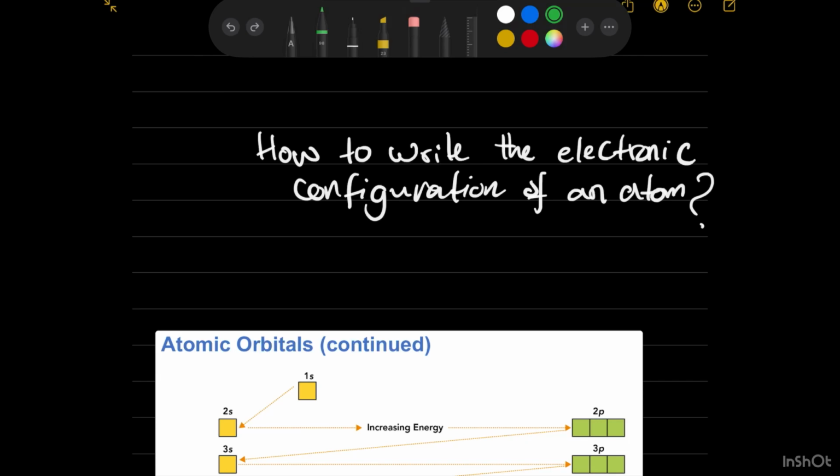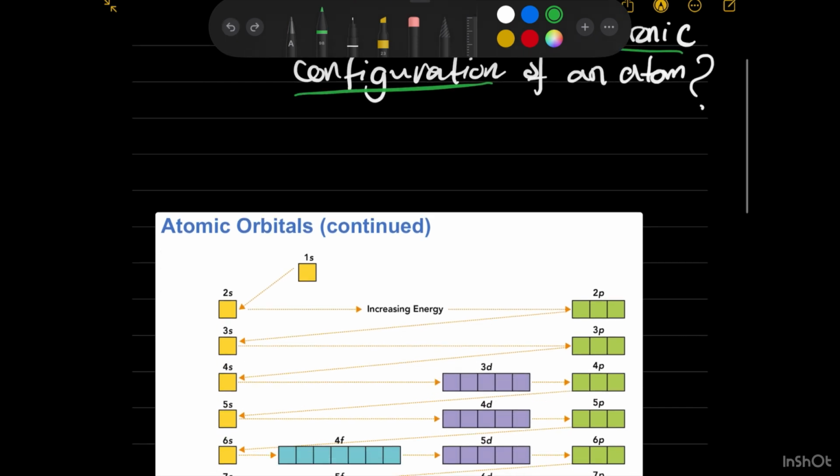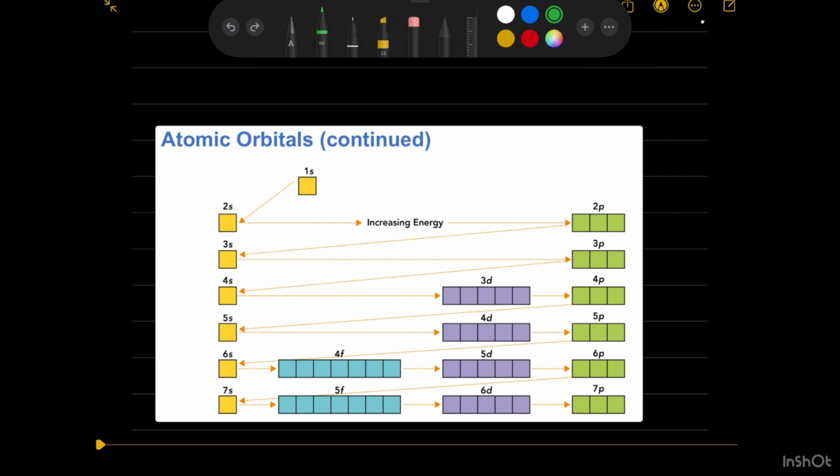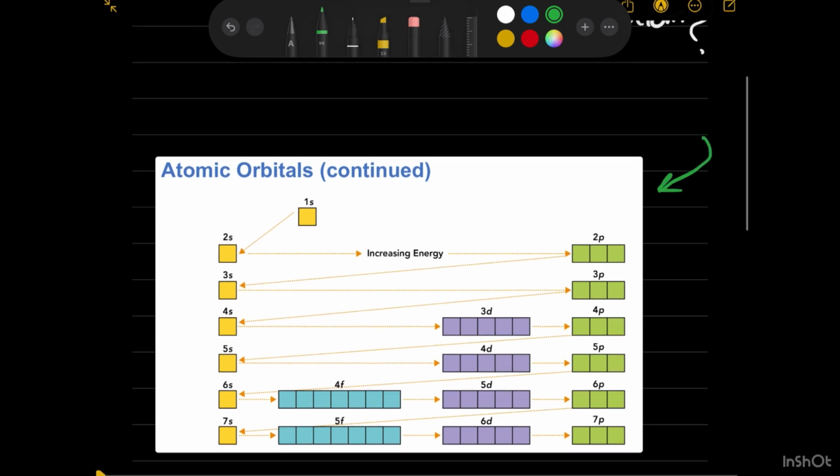Today we will learn how to write the electronic configuration of an atom using the 1s notation. The first step is introducing you to the energy levels. As we can see in this figure, we started with 1s, and after filling the 1s, we jumped to the 2s, and after the 2s, we jumped to 2p, and after 2p, we go to 3s, etc.